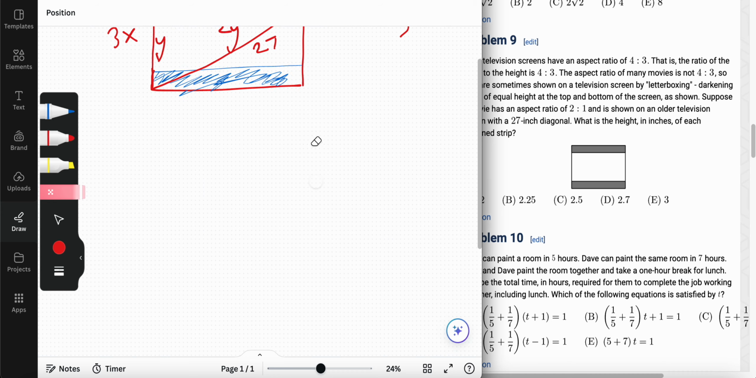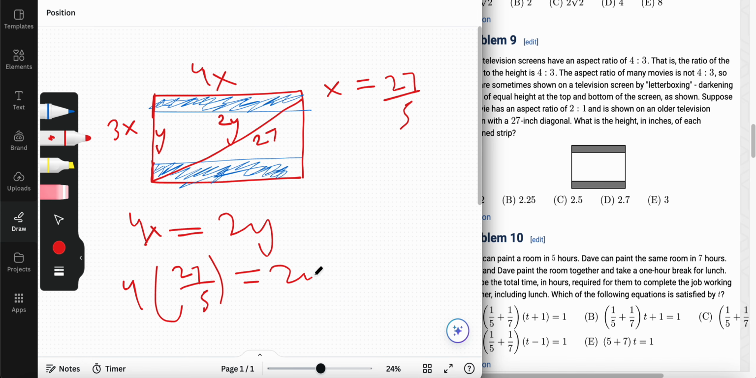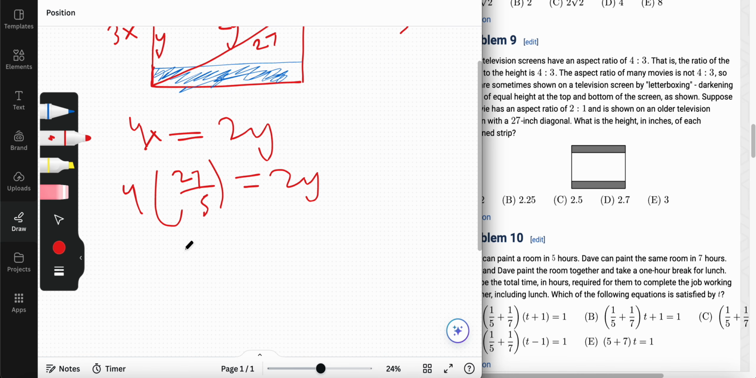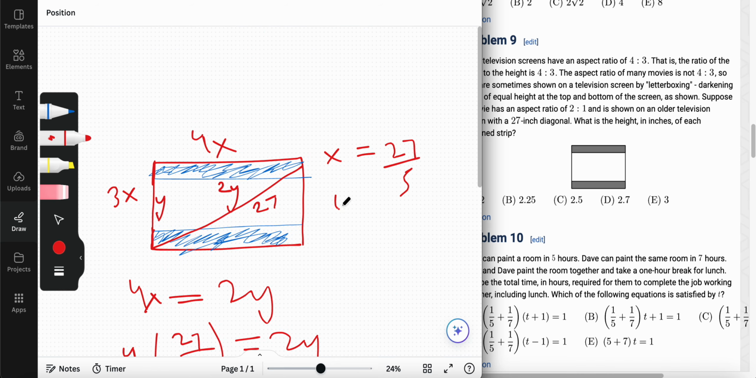Okay, great. So we know x is equal to 27/5, and we know that 4x is equal to 2y, because the widths are the same over here. The heights are different, but the widths are the same. So I can do 4 times 27/5 is equal to 2y. And 4 times 27 is, because 3 times 27 is 81, so 4 times 27 is 108, equal to 2y. Times 1/2 on both sides, 54. y is equal to 54/5. Okay, I can rewrite this over here.